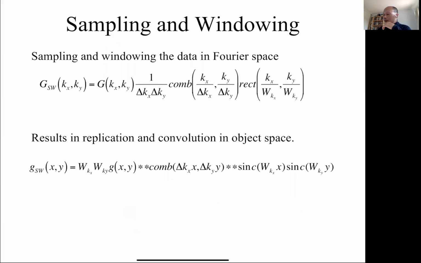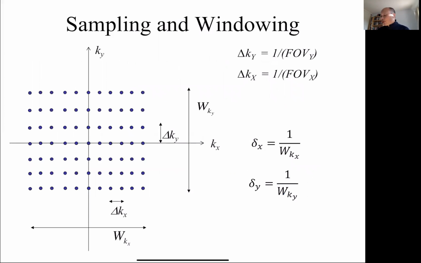This is just summarizing what we have in mathematical terms. So we multiplied by a cone function and a rec function. Therefore, we convolve with a cone function and convolve with a sinc function. Okay, so essentially, then the design equations come down to this. These are the design equations we talked about last time, where once you know the FOV of x and y, then you can figure out what the sampling is, the delta kx and the delta ky.